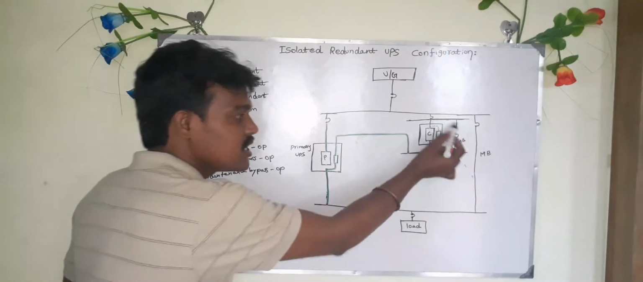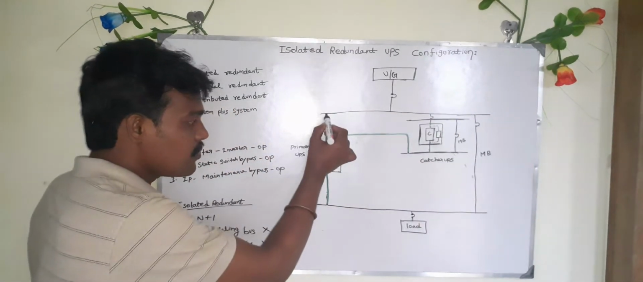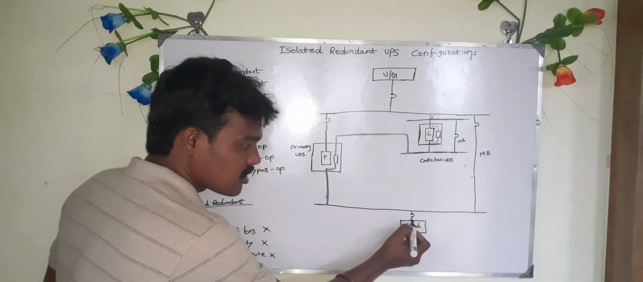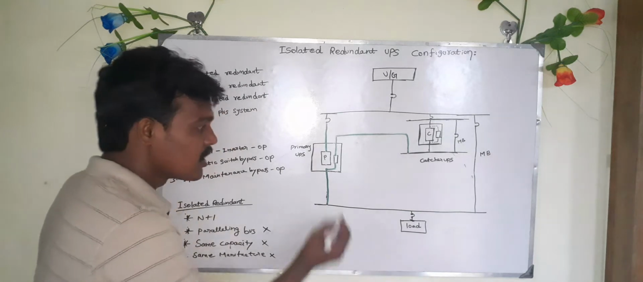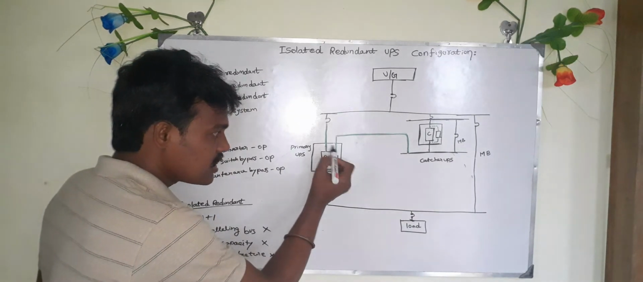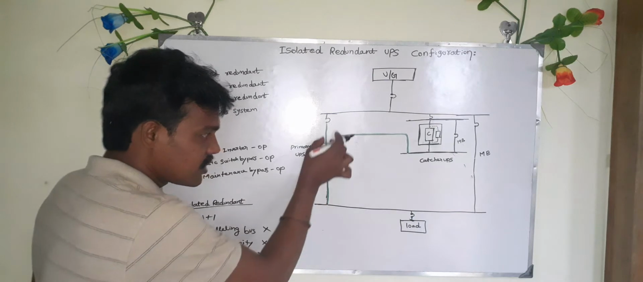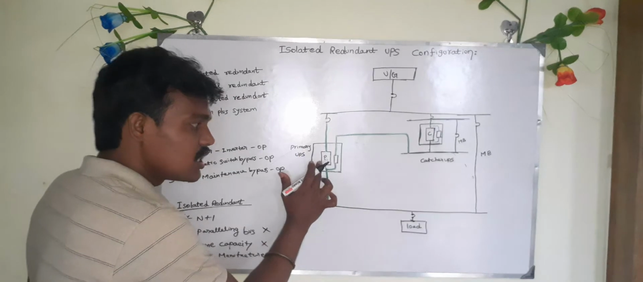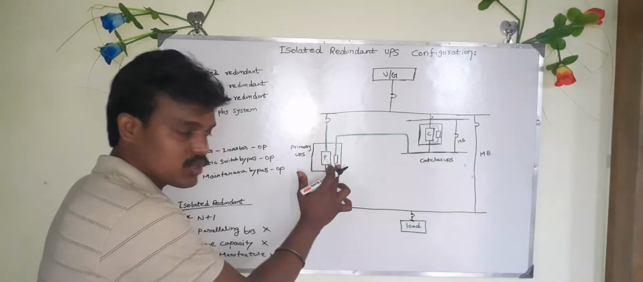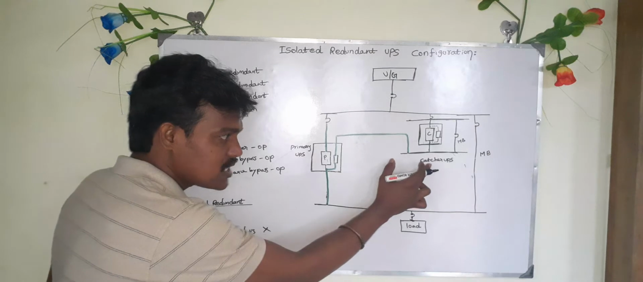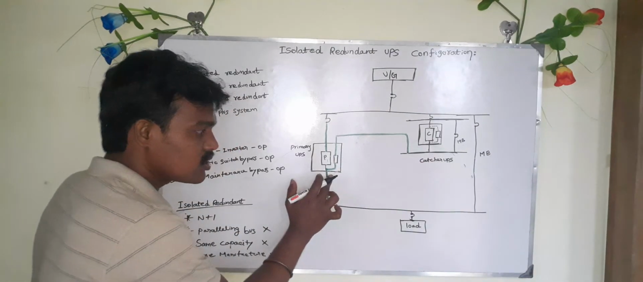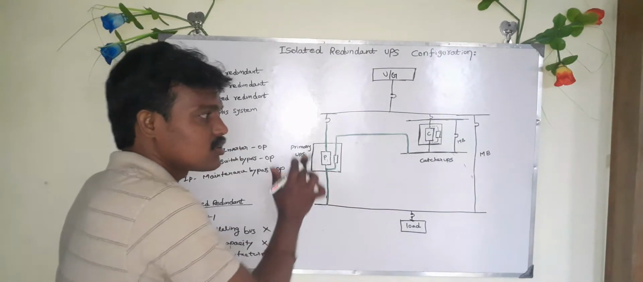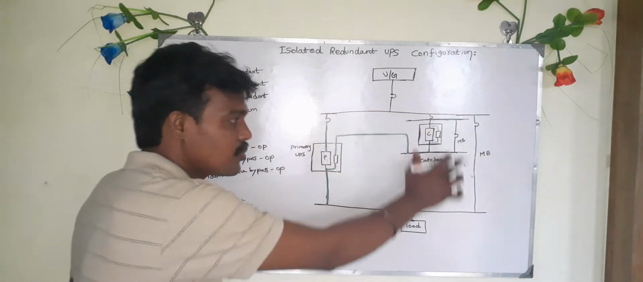One is the primary UPS and the second one is the catcher UPS. So generally the primary UPS feeds your load. Okay. And if any event occurs in the rectifier-inverter section, see this section, the UPS will transfer the load to the static bypass. In the static bypass, the output of the catcher UPS is connected to the static bypass. So here also you will get uninterrupted power supply. So this is called the isolated redundant UPS configuration.